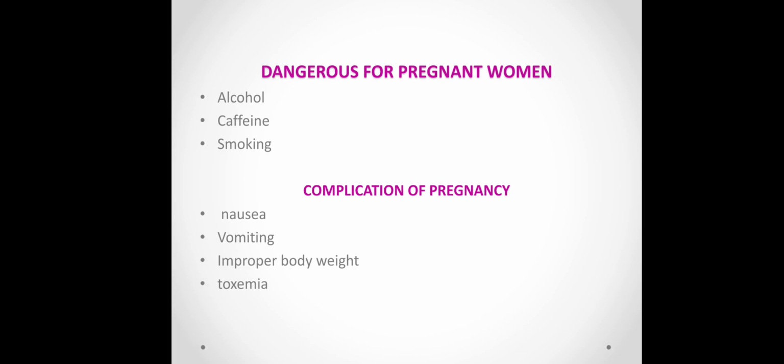Ano ba yung mga masasamang, mga bawal sa ating mga pregnant woman? We have the alcohol, caffeine, and nicotine or smoking. So, smoking during pregnancy lowers the mean birth weight and increases the risk of perinatal mortality. Pag sabihin natin perinatal mortality, before pa na mailabas yung baby, mamamatay yung mother or either or the baby.